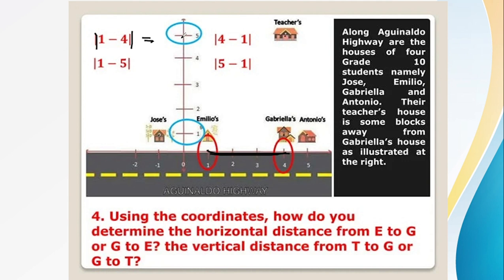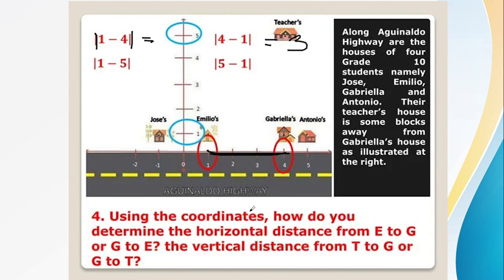Because when we talk about distance, there is no negative distance. You cannot say that the distance from Gabriela's house to Emilio's house is negative 5. So we have no negative distance. That's why we will use the absolute value. It's either 1 minus 4 or 4 minus 1, and the answer to that is equal to 3. So our distance is 3.